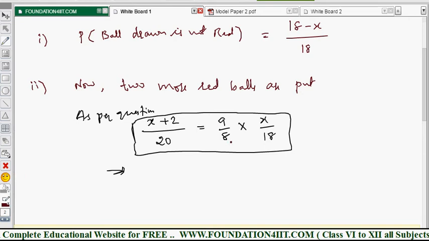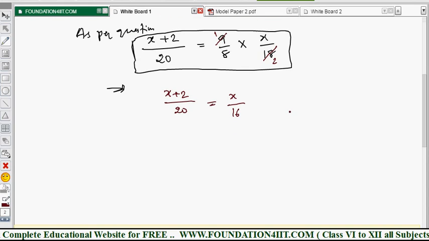You can cancel: 9 ones are 9, 9 twos are 18, then (x plus 2) by 20 is equal to x by 8 twos are 16. Simplify, cancel: 4 fours are 16, 4 fives are 20. Do cross multiplication: 4x plus 8 is equal to 5x. 5x minus 4x is x, that is x is equal to 8. So the value of x is 8.